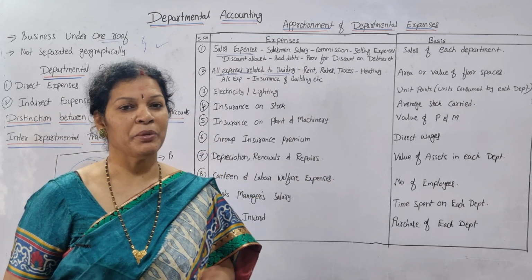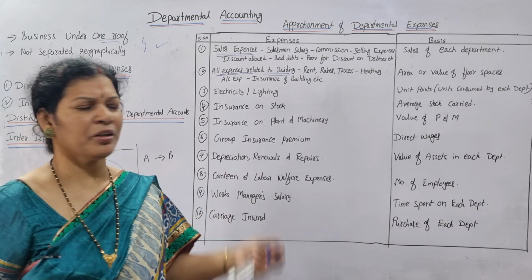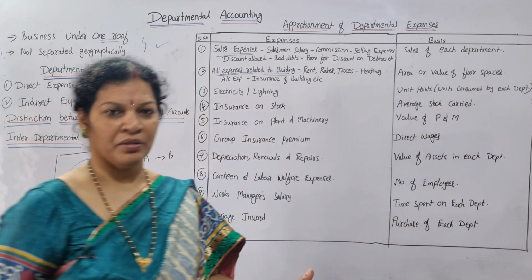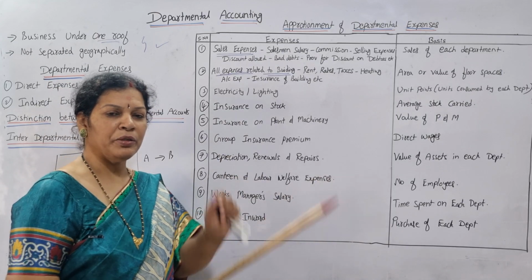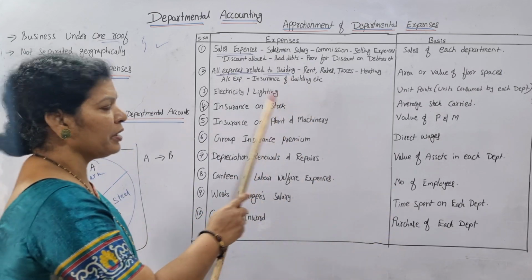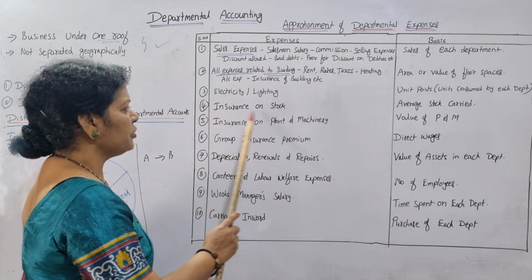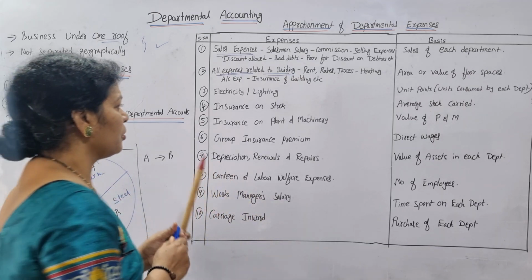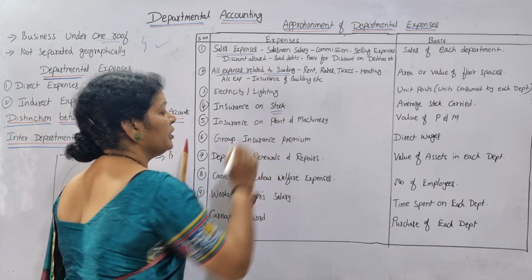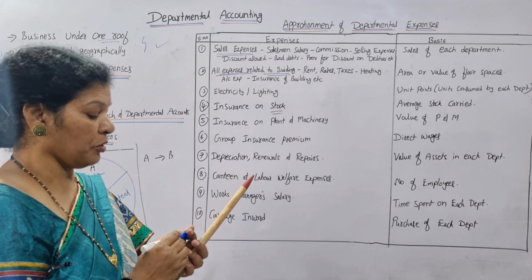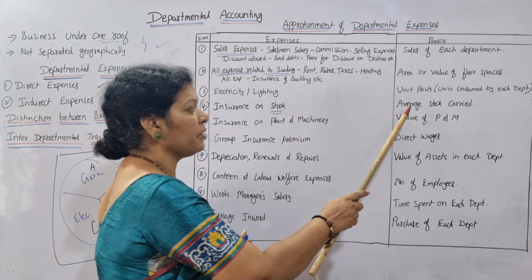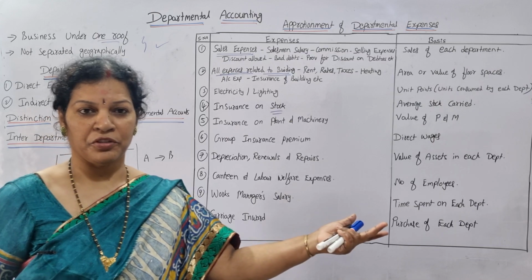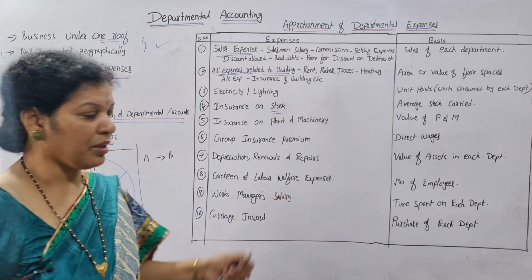If they are having a separate meter, no doubt at all, we can allocate according to that. Or you can say units consumed by each department. Separately we have how many units are consumed by each department, we'll allocate according to that only. Next, insurance on stock. If it is insurance on stock, this will be allocated on the basis of average stock carried. We'll take the average, and based on that, we'll allocate.